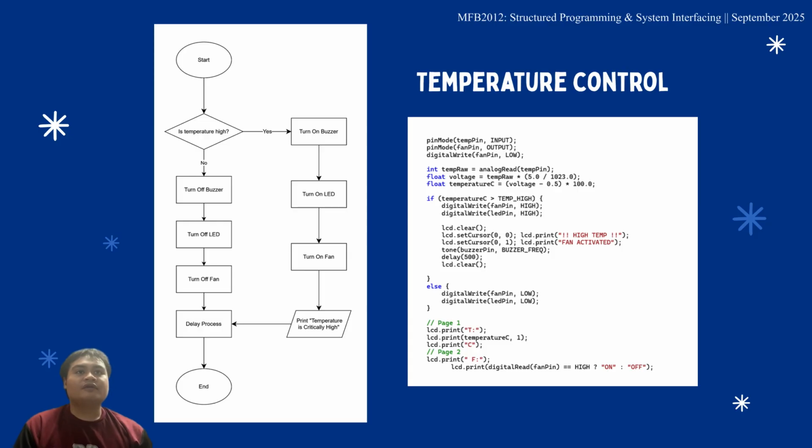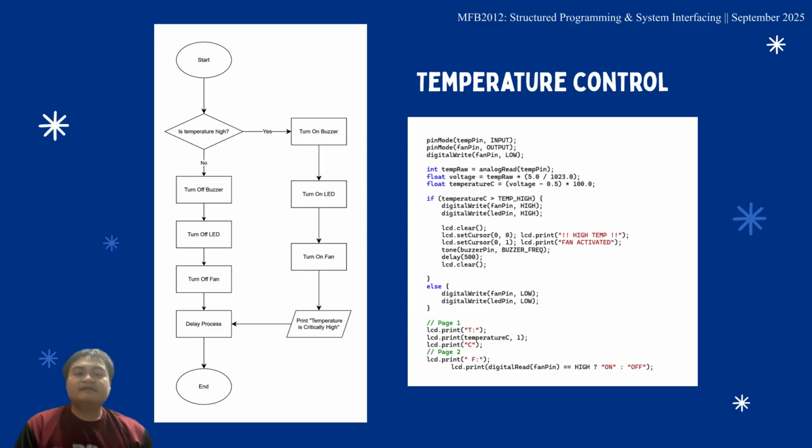Then, for the code, first of all, we need to assign the pins for all of them. For example, here we have the temperature pin, the fan pin, the LED pin, as well as the LCD pin. And we also take the raw temperature and convert it into voltage, where here it becomes temperatureC, or the current temperature. Then we put the code into a loop, which is the loop function.